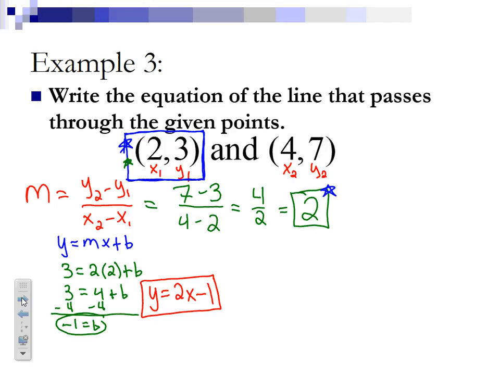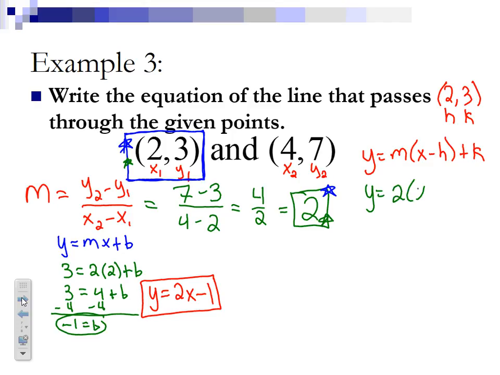You can also use the translated form. So you can also use y equals m, parenthesis x minus h, plus k. And if I use my same point, 2, 3, this is my h, this is my k. Plug in the things I know. So y equals, my slope is still 2, times x minus 2, plus 3. So we can leave it there, ladies and gentlemen, or we can take it the next step further so it can look in slope-intercept form.